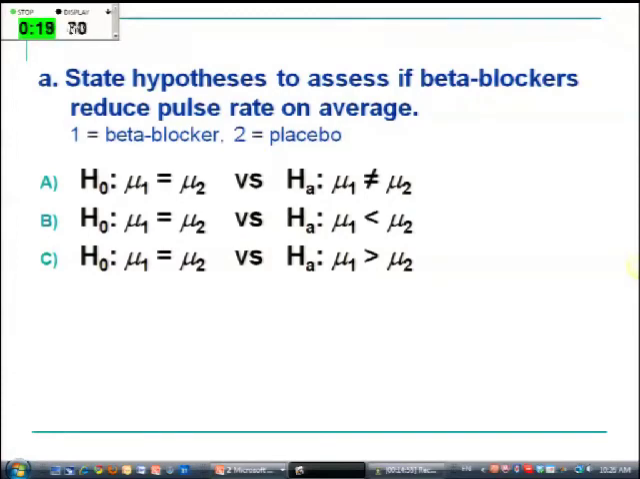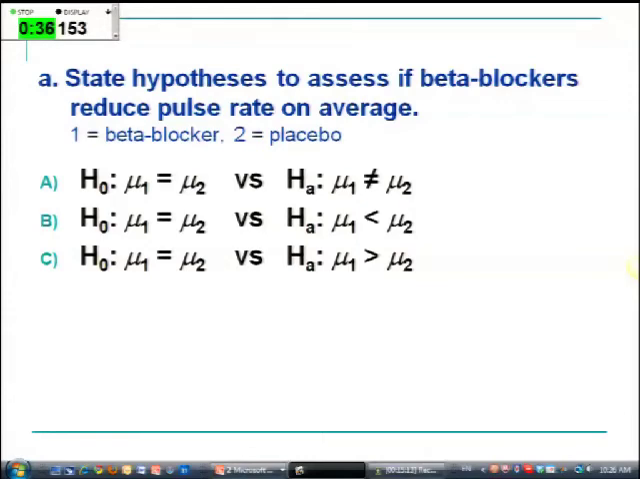Just have to keep in mind which group is group 1 and which group is group 2. And then you're measuring pulse rates and you want pulse rates to be reduced. You're hoping the treatment will help them be lower. So it's pretty easy to work that through.